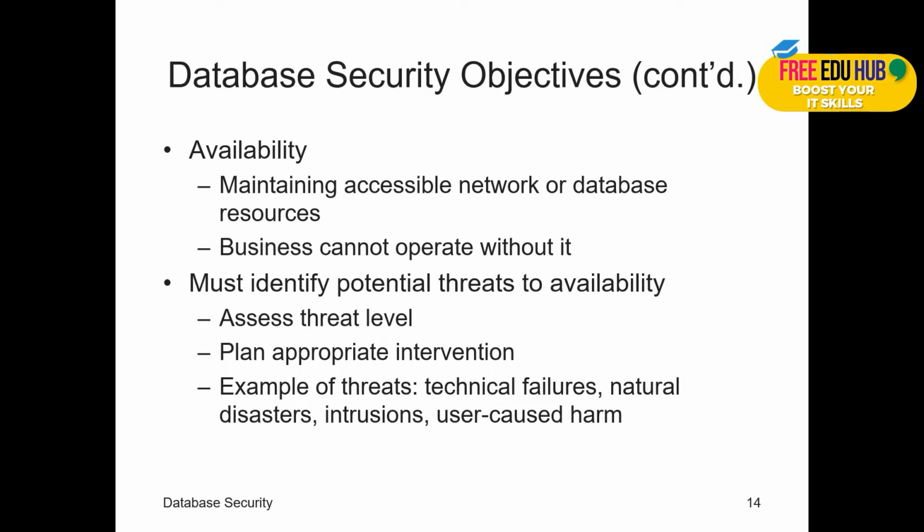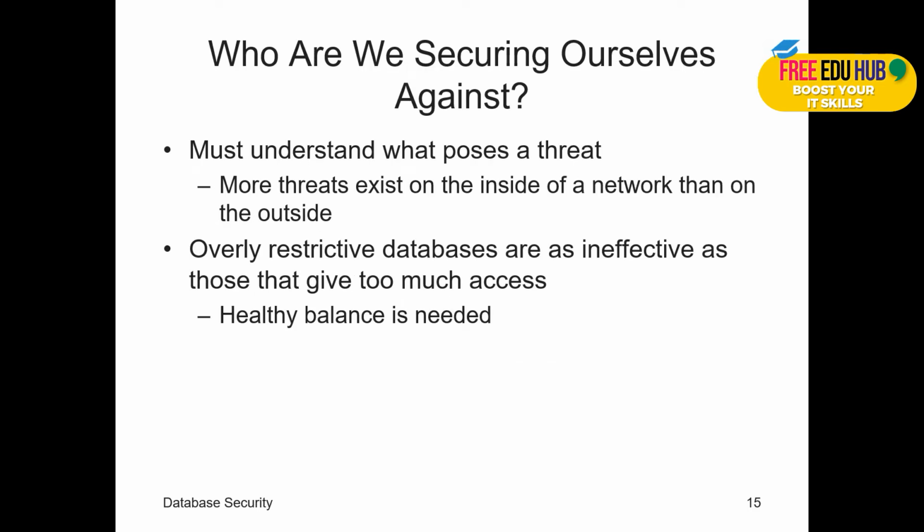Who are we securing ourselves against? Very important point, to know why we are doing all those things. You must understand what poses a threat. What kind of threat could be there? Now, it's not like one person would be sitting and deciding. Usually there is a team who sits together and they try to assess all possible threats that could be there. And you list them all on a piece of paper with the higher management, and then they'll make the decisions on it.